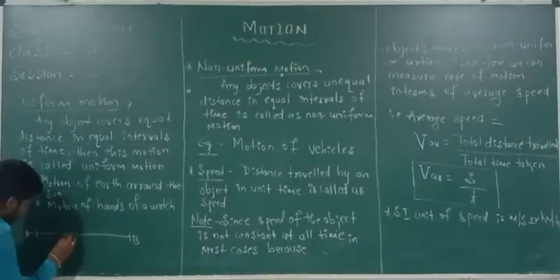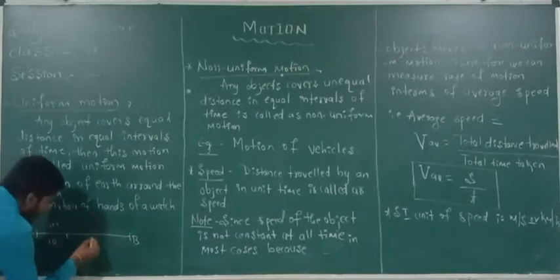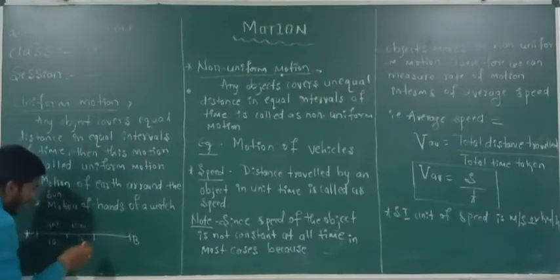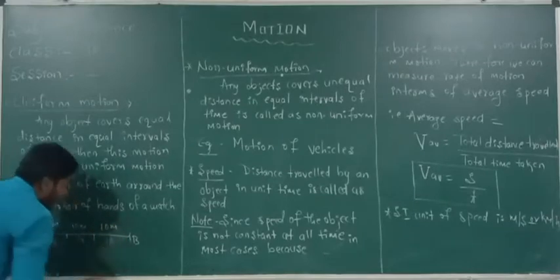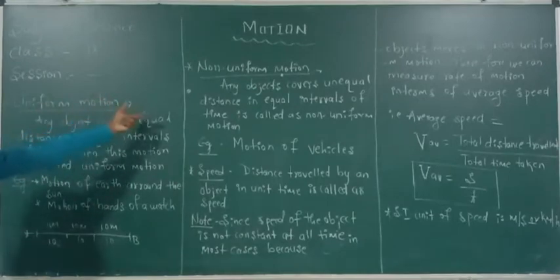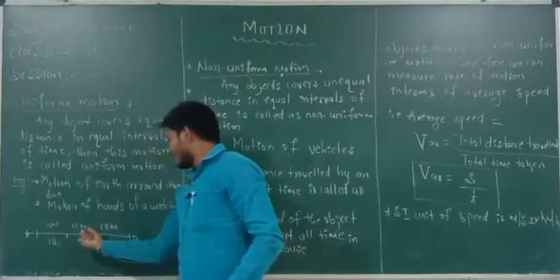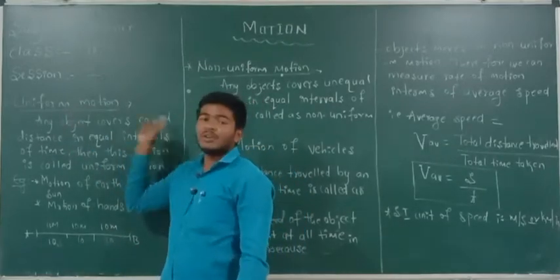In the first 10 seconds, the car covers 10 meter. Again in the next 10 seconds, the car moves again 10 meter, and in the last 10 seconds, the car moves again 10 meter. Then the type of motion of the car is said to be uniform motion. So what is uniform motion? Any object that covers equal distance in equal intervals of time, that motion is said to be uniform motion.